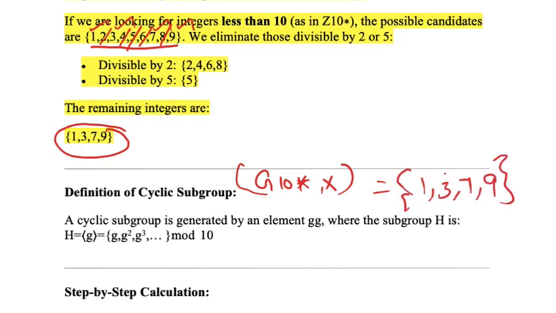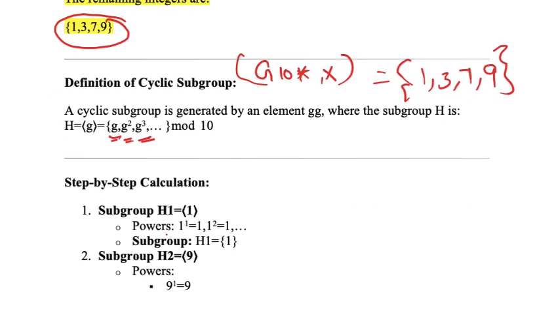From this main group we need to create a cyclic subgroup. Since this is a multiplication operator, the terminology changes: the subgroup can be generated by G, G square, G cube. In addition we used G, 2G, 3G; here we use G, G square and G cube. So these are all the steps.